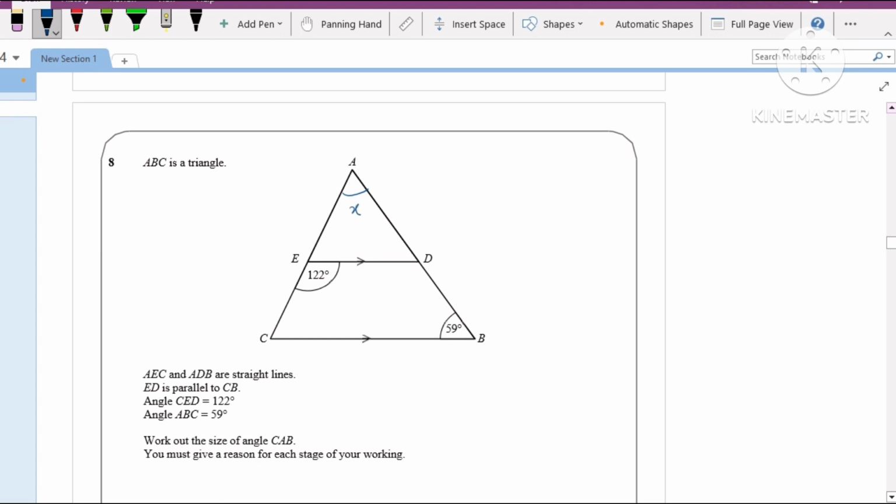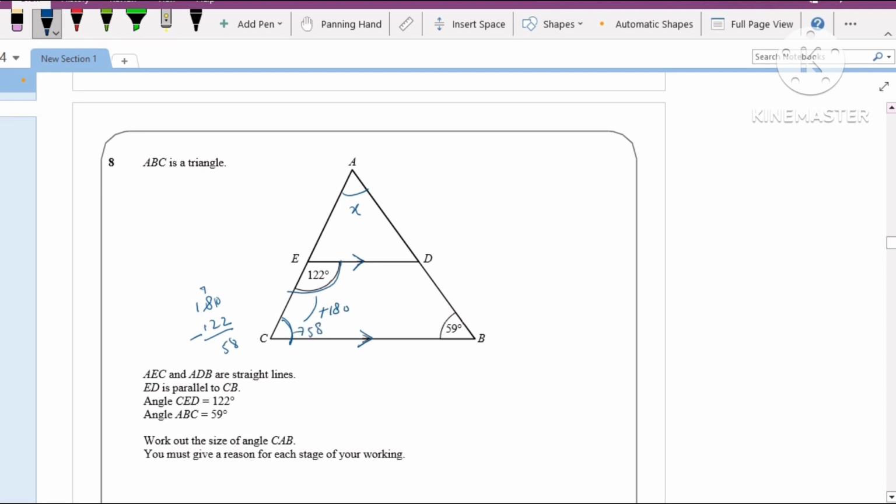So we can see that there are 2 methods to solve this. One, if we consider only the larger triangle, we can find this angle. These 2 lines are parallel, and these are co-interior angles, and we know co-interior angles add up to 180. So we will take away 122 from 180, so you will get this angle. 180 minus 122: 10 minus 2 is 8, 7 minus 2 is 5. So this angle should be 58.